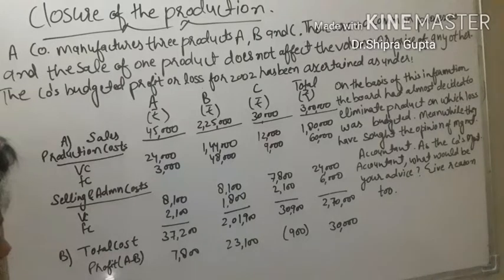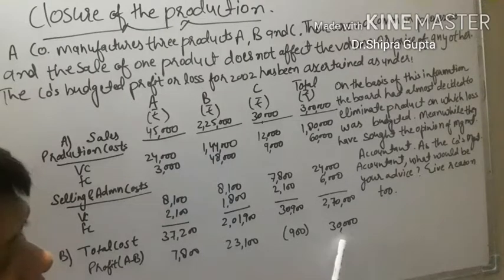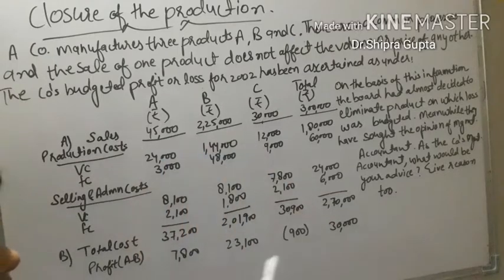The total is 2,70,000. Now profit is sales minus total cost, so profit will come 7,800 for A, 23,100 for B and 900 is loss in C's situation, and 30,000 overall profit. Now, by seeing this, we can easily take a decision.